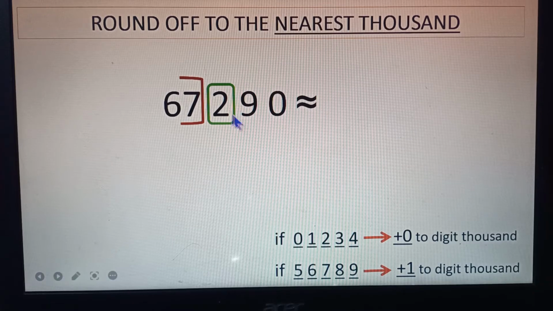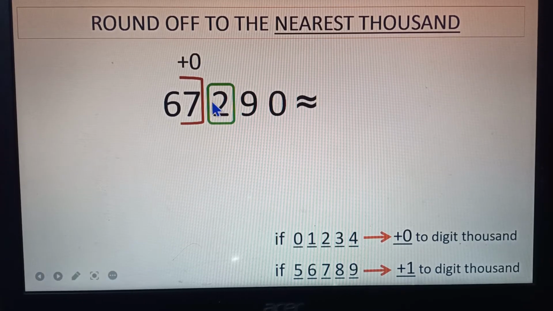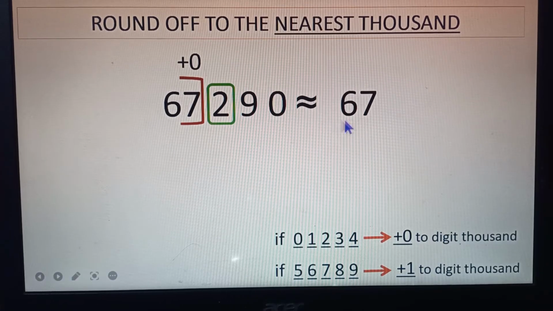So what should you do with the stapler? Di atas stapler tadi, tadi taruh plus 0. Pasal dia kurang dari 5, 2 ni. So, what do you do? The step 4, we add the stapler. 0 plus 7 is 7. And di depannya still 6. So, you got 67 dulu.